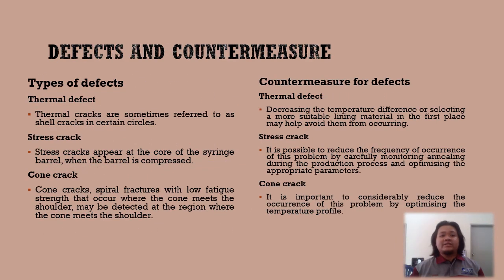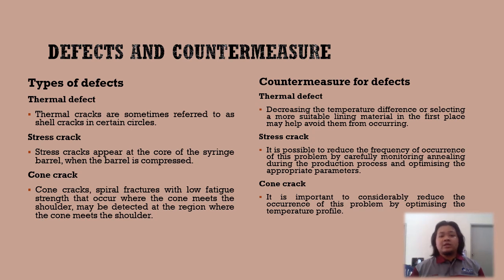Defects and countermeasures. Thermal defect. They are also found in the syringe barrel center. Stress cracks are not the same as size cracks, even though they are caused by thermal stress. Size crack: when the syringe barrel is compressed, stress fractures occur at the core. They are classified as significant because they may affect the syringe integrity. Cone crack: cone cracks with low fatigue strength that develop where the cone meets the shoulder may be detected.